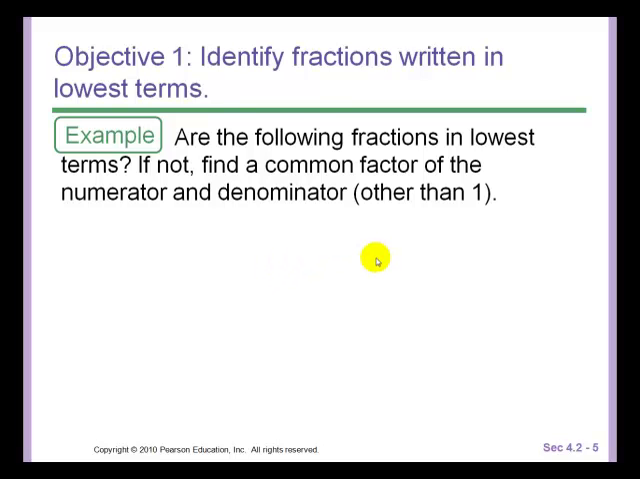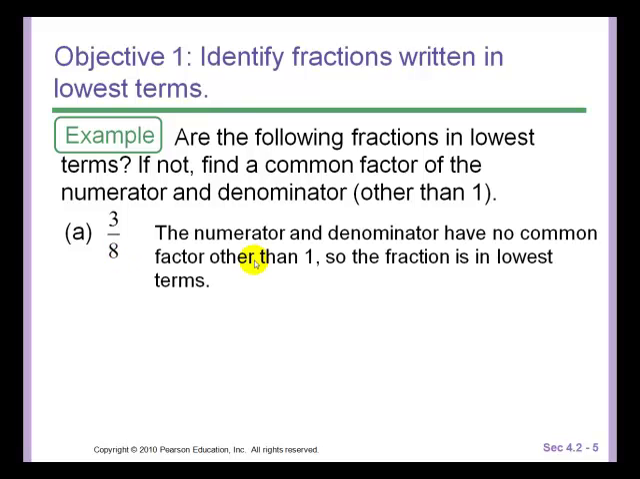Example: are the following fractions in lowest terms? If not, find a common factor of the numerator and denominator. Notice at this stage they are only asking you to find a common factor. They are not asking you to simplify. Our first example is 3/8. The numerator and denominator have no common factors other than 1, so the fraction is in lowest terms. 3 only has the factors 1 and 3. 8 could be written as 1 times 8 or 2 times 4, but no matter what, it has nothing in common with the factors of 3 other than 1.